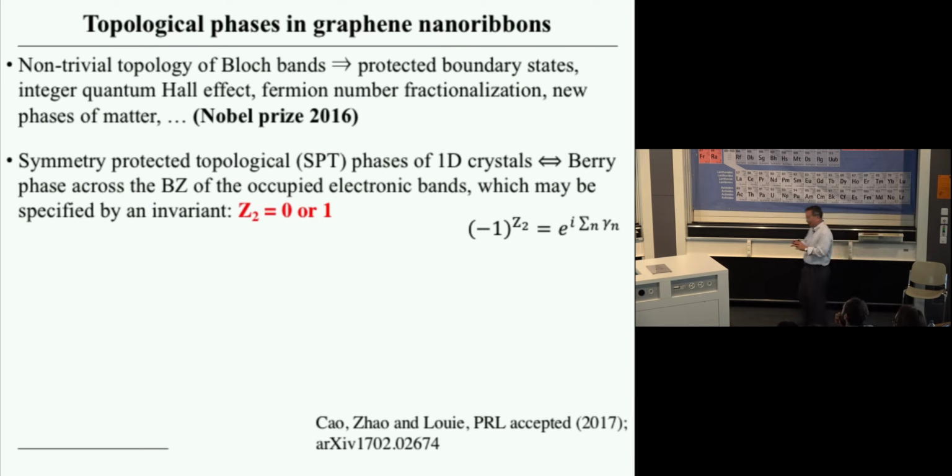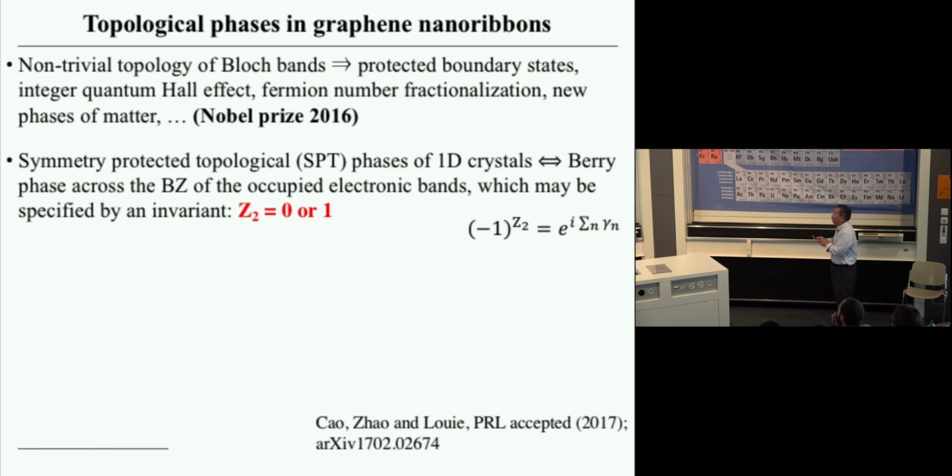So understanding the non-trivial topology of Bloch bands, in fact, has led to a deeper understanding of many phenomena in physics. For example, understanding protected boundary states, the integer quantum Hall effect, new phases of matter, and so forth. So the Nobel Prize last year was in fact given on this topic.